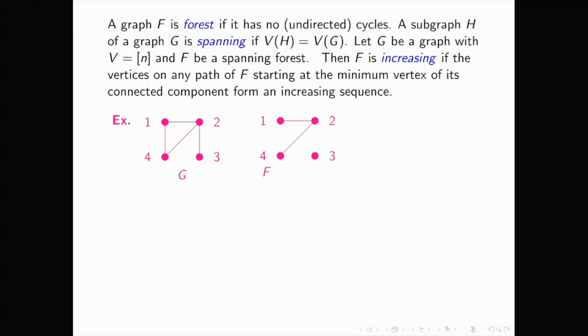So let's look at this forest that I've got in the example. Is that increasing? Well, there's two trees. First of all, there's the trivial tree, which is just the vertex 3. If I start at the vertex 3, there's nowhere to walk. So that just gives me the sequence 3. A one element sequence is always increasing. So that's an increasing tree. What about this tree? Well, again, I go to the minimum vertex, which is 1, and I walk out on the only path that I see, and I get 1, 2, 4, which is an increasing sequence. So this is an increasing tree.